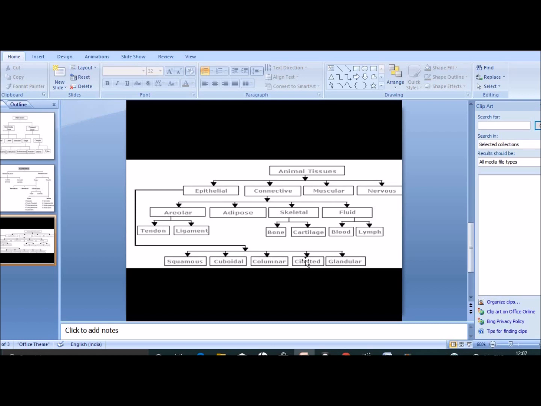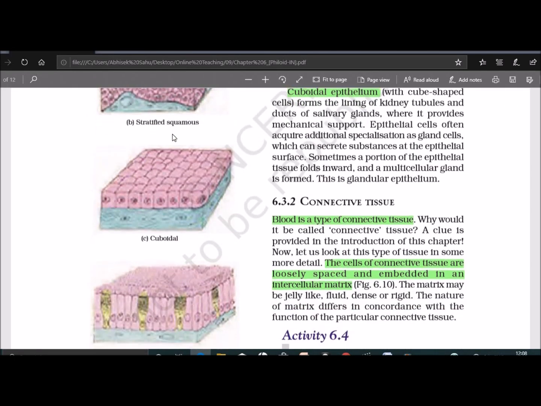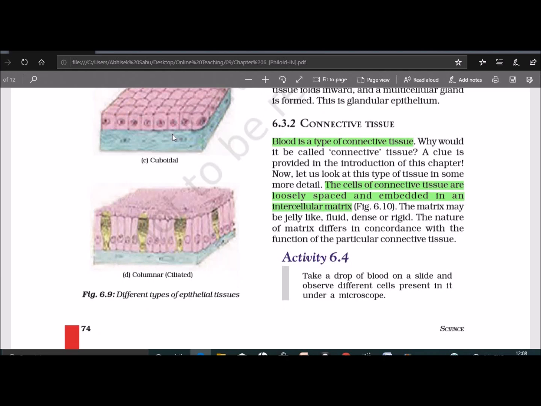The fourth one is ciliated epithelium. These are columnar epithelium that bear cilia and are found in the lining of the trachea and kidney tubules. Its function is the rhythmic movement of the cilia, which moves the material in one direction. The fifth and last one is glandular epithelium. These are large cells, modified columnar epithelium, present in sweat glands, tear glands, etc., and their function is to secrete, for example tears. These are the diagrams of the epithelial tissue present in your NCERT book.